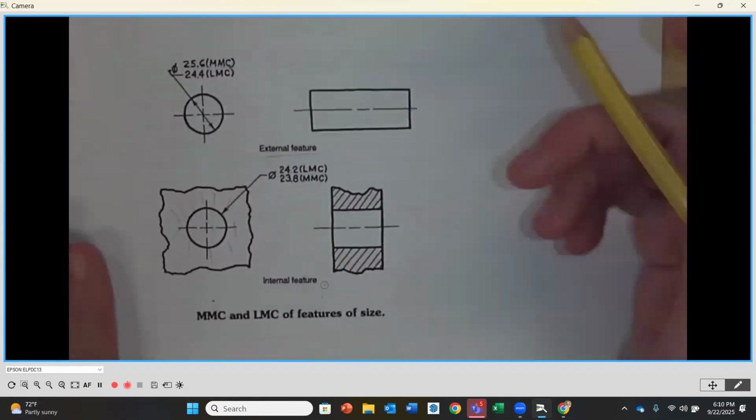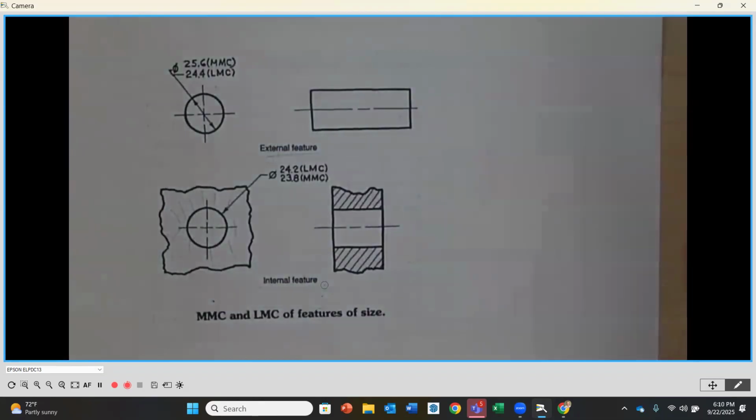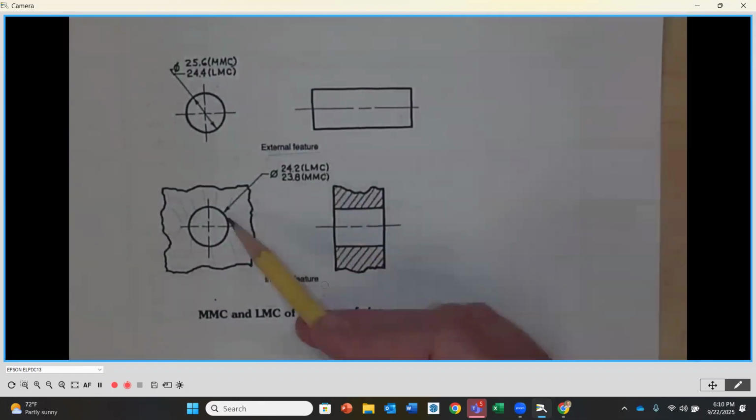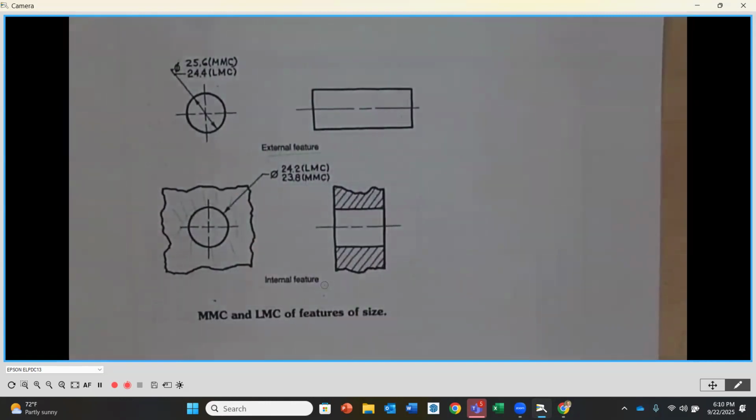If I'm an external feature and I make it to its maximum material condition size, that one's kind of easy. It's the largest size, right? Maximum, largest on external, opposites on internals. When I have the least material condition, I make it to its largest size. So now I made it larger. I took material away, right? So now that's the least amount of material that's left behind, okay?